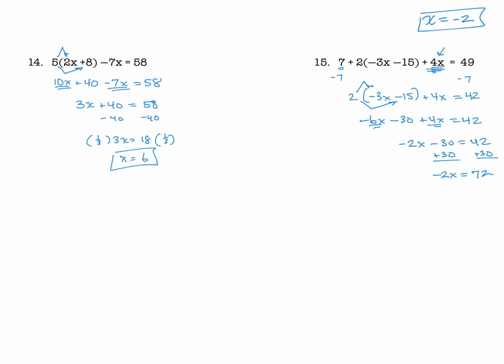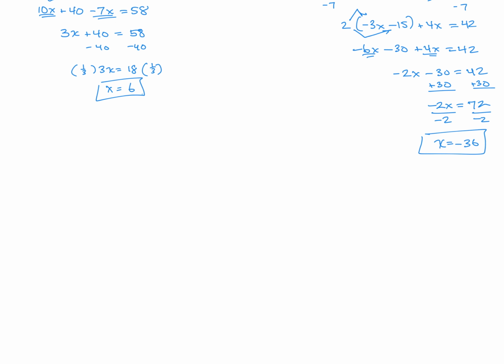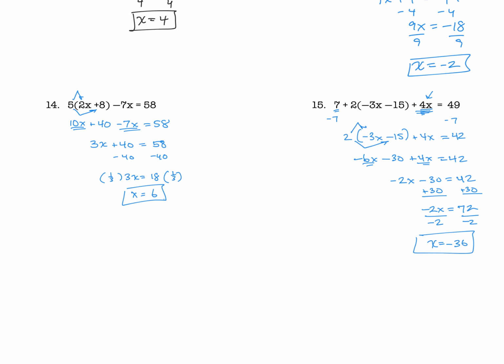Divide by negative 2 or multiply by negative 1/2. This time I'll just show the division way. So divide by negative 2 and I get x equals negative 36. And there you go. There you have it. I'm done. I've shown hopefully some good examples.